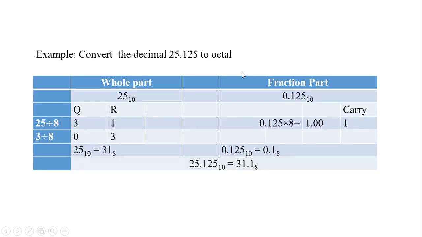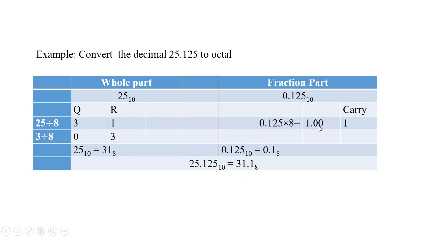So again this is the same procedure. To convert the decimal to octal, it has two parts, the whole number part and the fraction part. The whole part is converted by repeated division and the fraction part is converted by repeated multiplication, and then at the end we combine both the results.